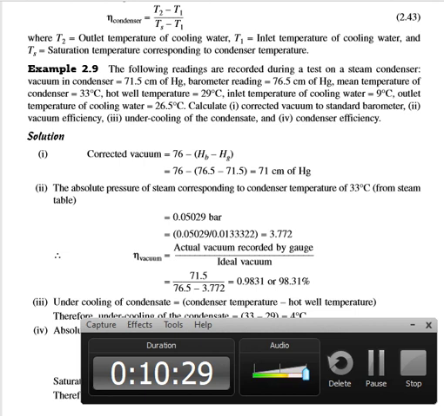Then your conversion factor is 1 by 0.013332, and then you have to convert this bar into mm of Hg. Then 0.05029 divided by 0.013332 equals 3.772 mm of Hg. So we are getting the absolute pressure of steam.